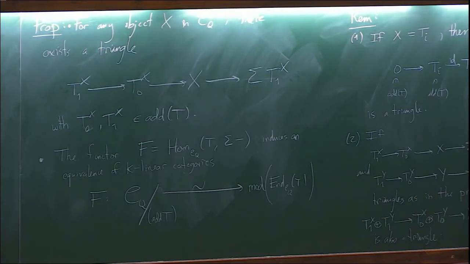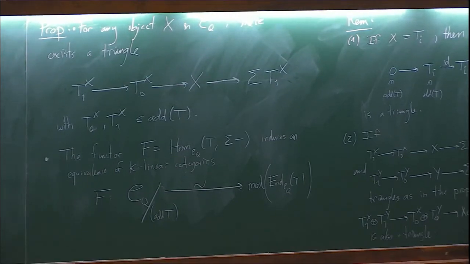Now I said that the triangle in the proposition is not unique, and this is true, because we have a counterexample here. However, a certain quantity is invariant in here. So I'll write this as a proposition. So let X be an object in the cluster category, and let T1x, T0x, x, suspension of T1x be a triangle as in the proposition.